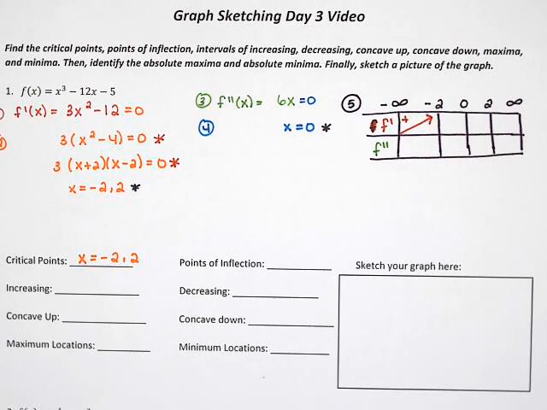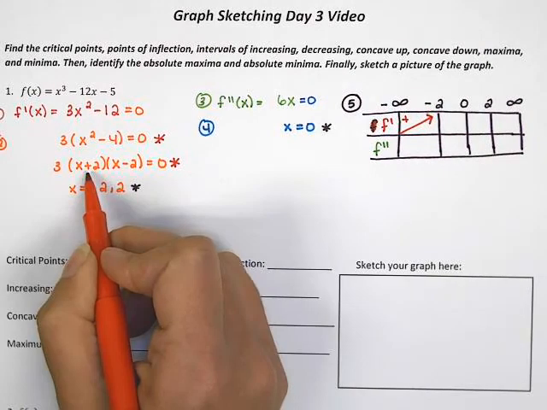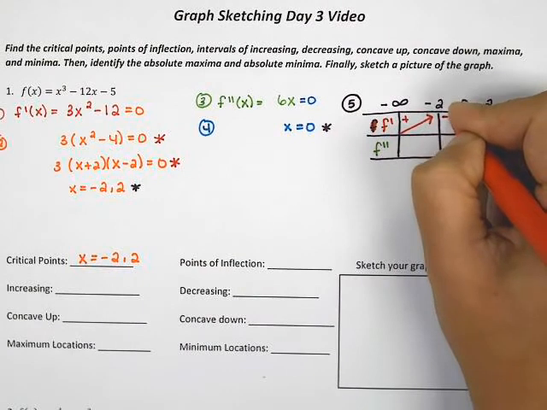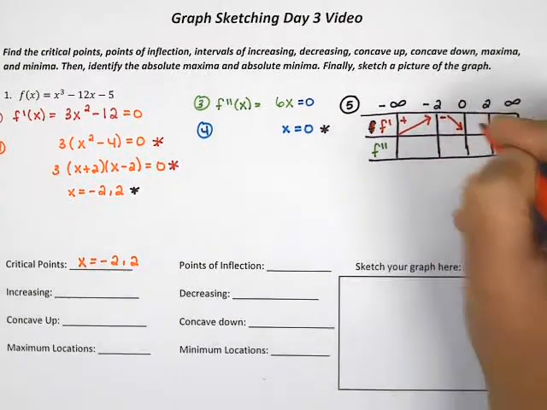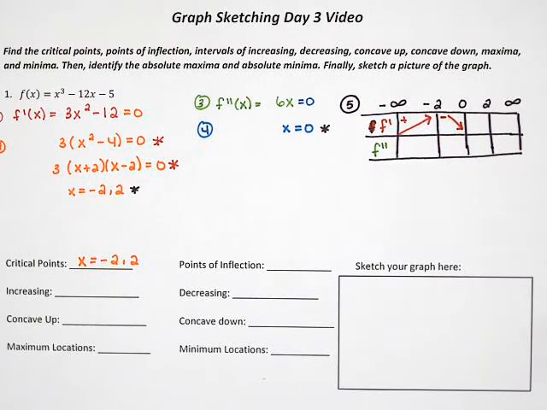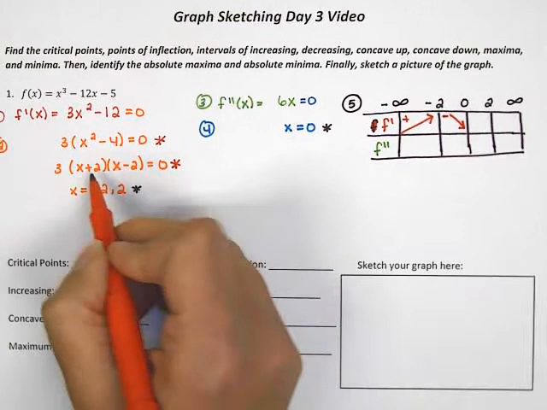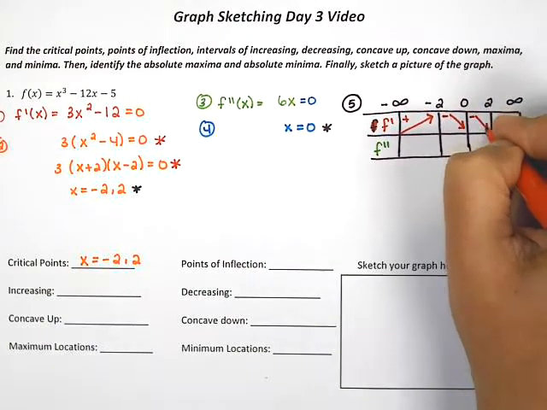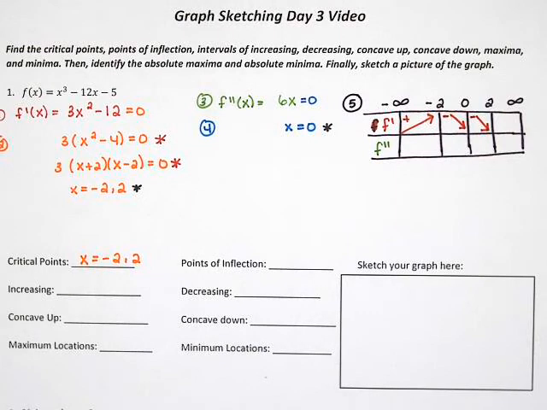Now I'm going to plug in negative 1. So I'm going to have a positive times a negative, which is negative, and I'm going to draw in an arrow going from the upper left to the bottom right to show that my graph would be going downhill. Next, I'm going to plug in positive 1. Positive times a negative is still negative, so I'm going to draw in an arrow going from the upper left to the lower right to show that my graph is going downhill.